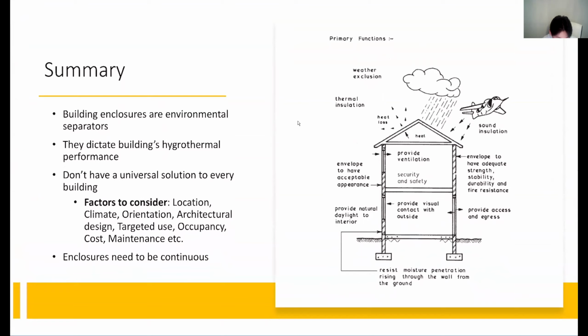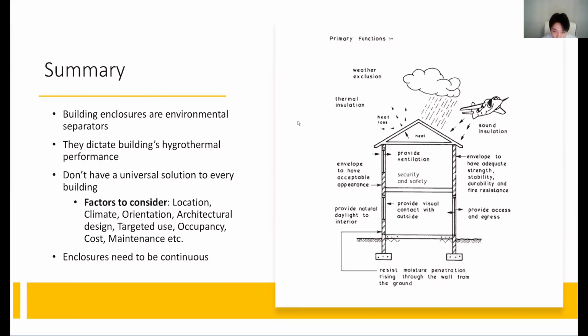So in summary, our building enclosures are basically environmental separators, and they're directly responsible for the heat transfer and the vapor and water transfer between our space and the outdoor environment. They dictate the building's hygrothermal performance, basically the thermal, vapor, and water side of things. And we really don't have a universal solution for every building we consider, because every building is designed differently and placed in different locations.